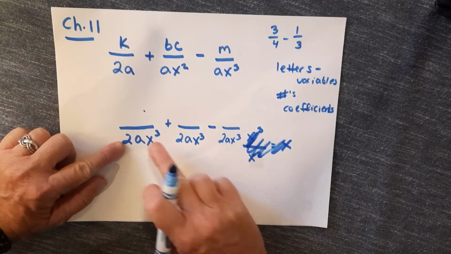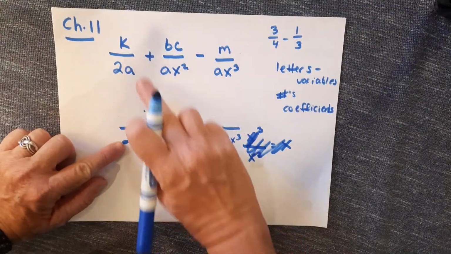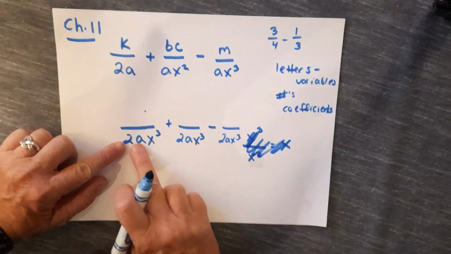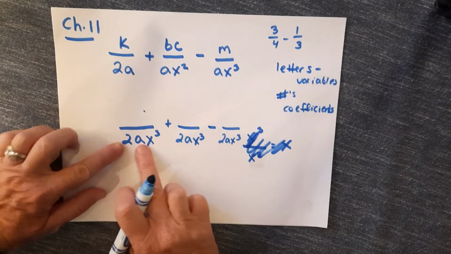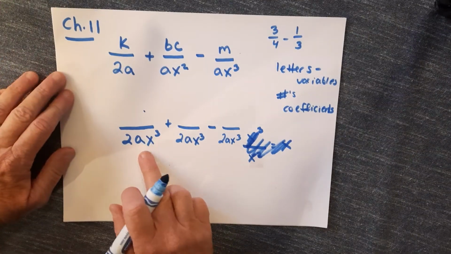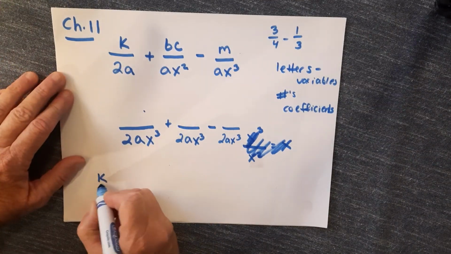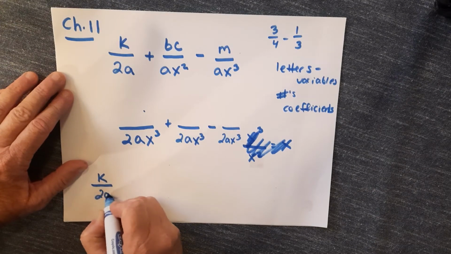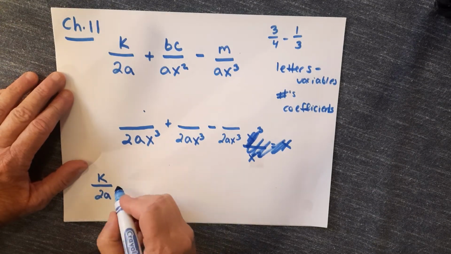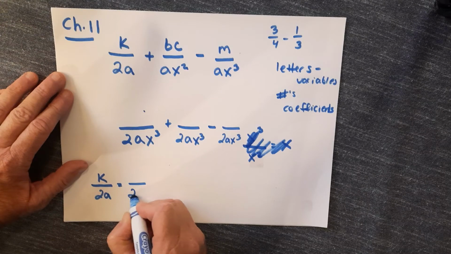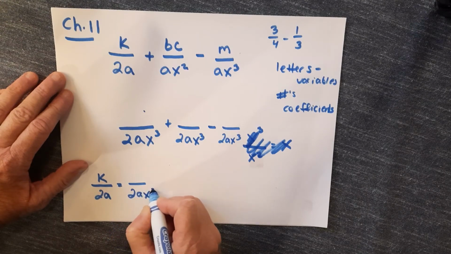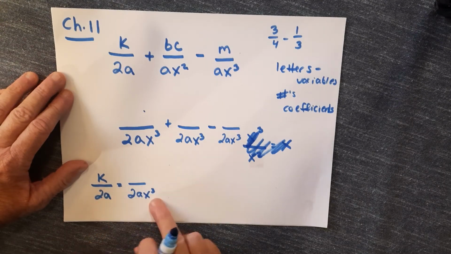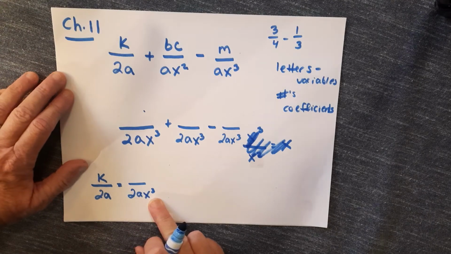So now we have to find an equivalent fraction. We have to do k over 2a. We have to find an equivalent fraction that has this denominator. Let me write that down here so it's a little clearer what I'm saying. We have k over 2a, and we want to change it to a fraction that has 2ax cubed on the bottom. But we want to make sure that they remain equal because we don't want to change the problem.